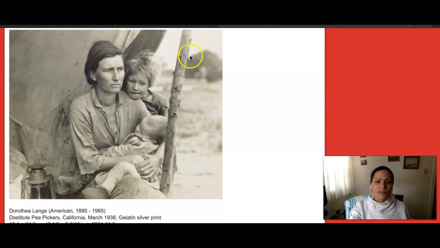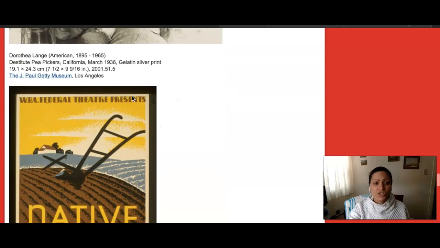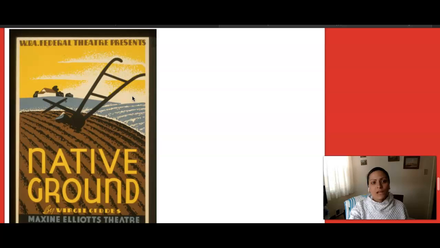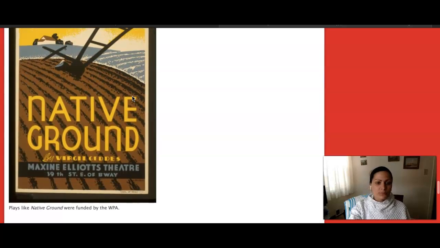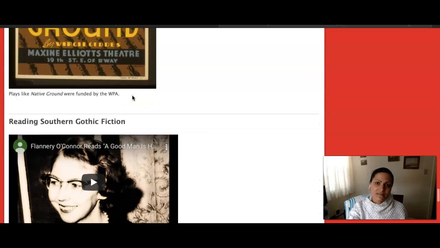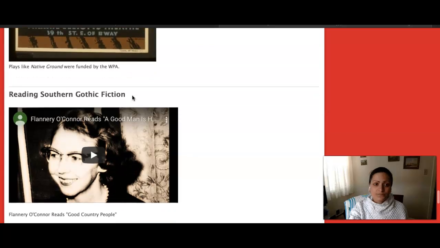How is this sort of image reflected in the writing of O'Connor, even though it's written long after the Great Depression? People there are still mired in poverty. The WPA is trying to keep people employed. We're seeing these kinds of things. How is this idea reflected in O'Connor's work?